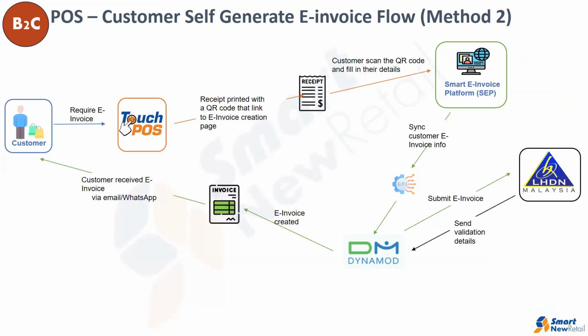Okay. Once everything is keyed in, it will sync the information to our Dynamod. Dynamod will submit the e-invoice. Once we get the validation details, then the e-invoice is created. Then the customer will receive the e-invoice via email or WhatsApp.